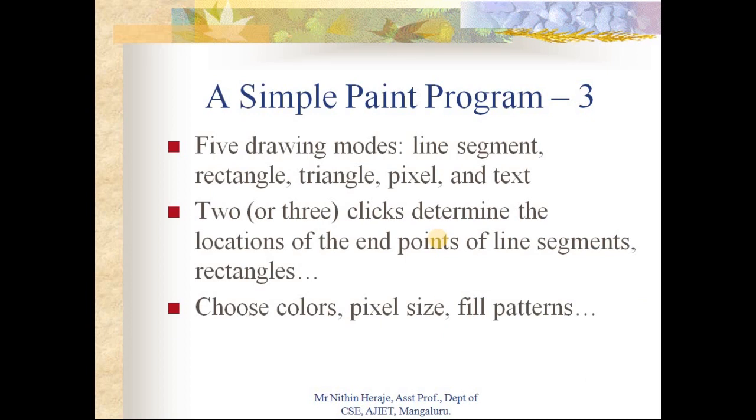So there should be drawing modes: line segment, rectangle, triangle, pixel, and text. And 2 to 3 clicks determine the locations of the endpoints of a line segment. If it is 2 clicks, then it would be a line segment, or it can be a rectangle if you want. If you want a triangle, then you should go for 3 clicks. And you can choose the colors, pixel size, and you can use different fill patterns for these primitives.